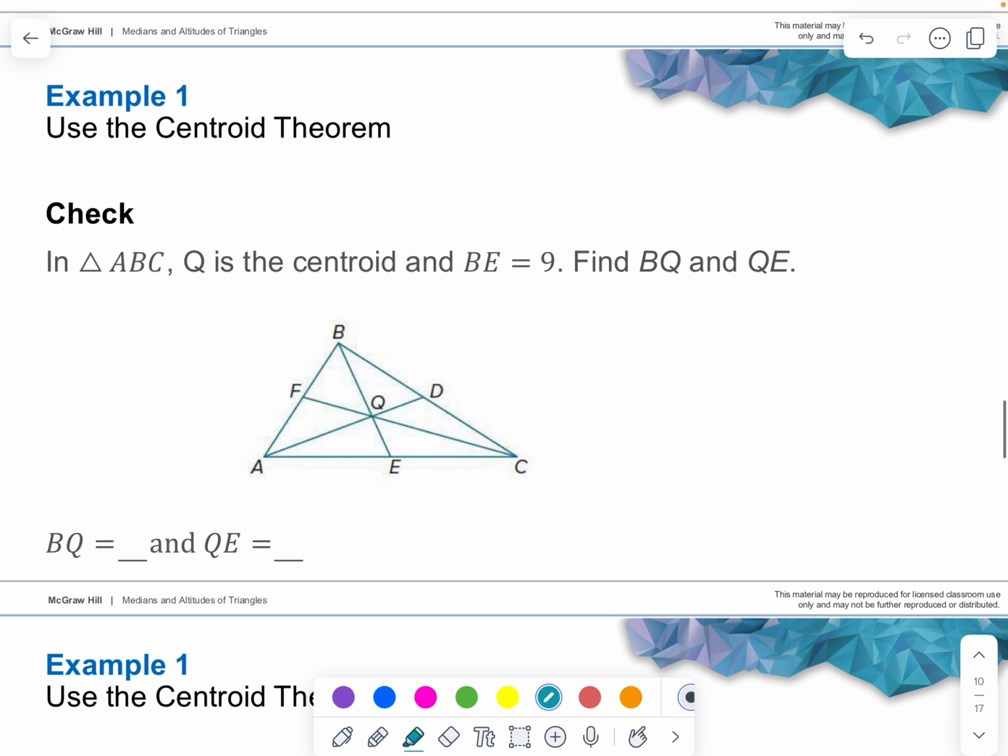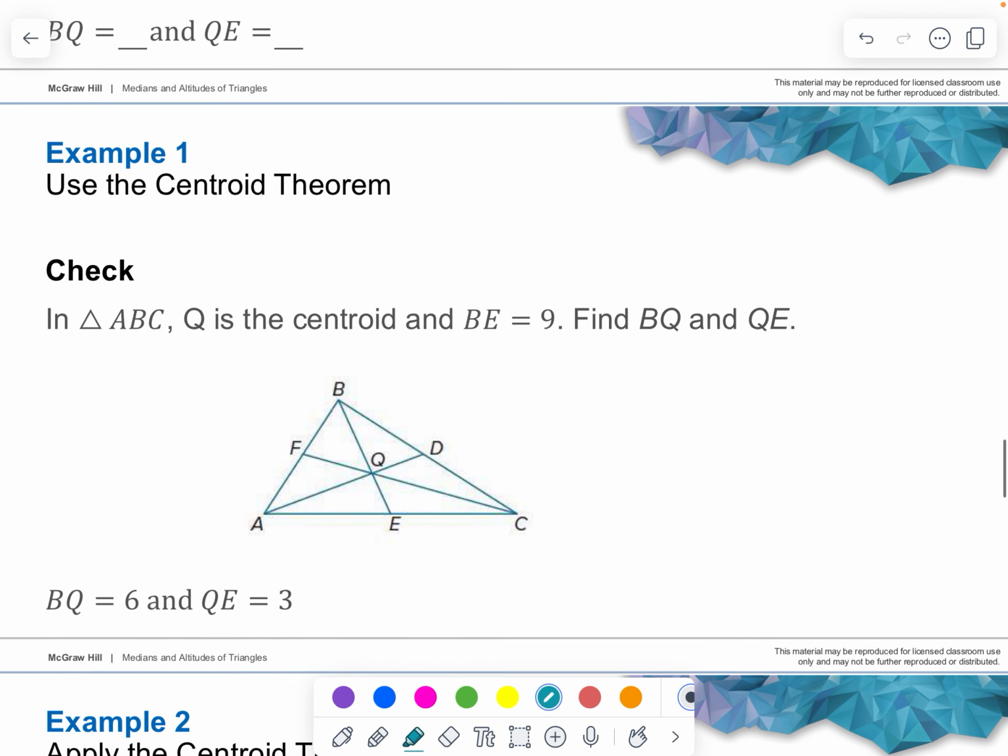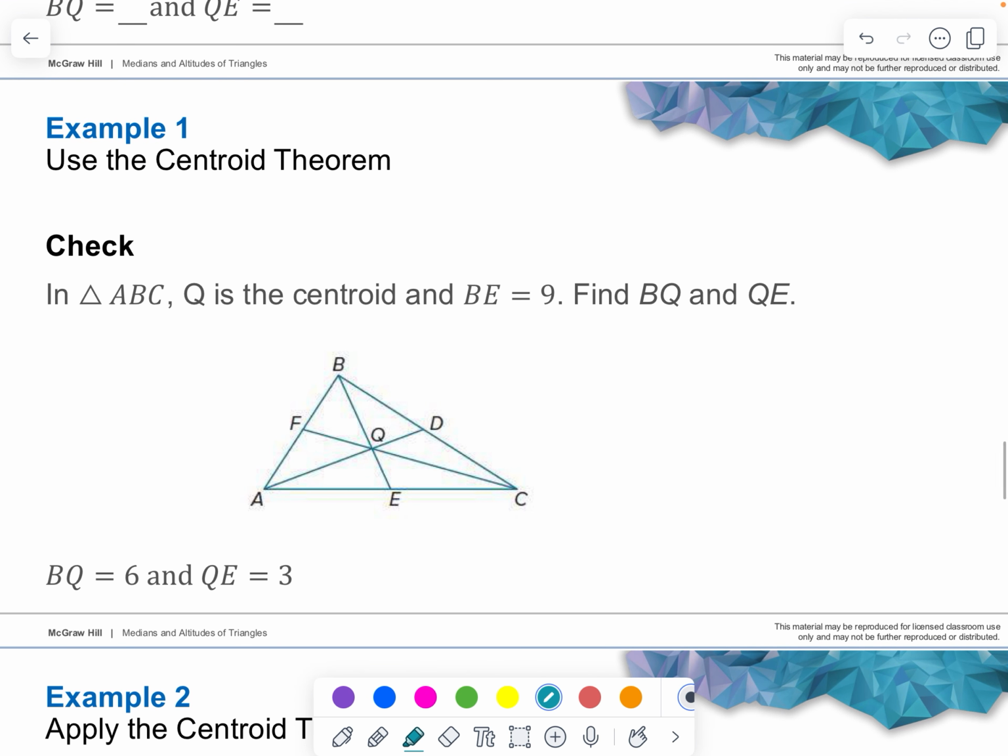Okay, now you go ahead and try. If they tell us that BE is 9, go ahead and find BQ and QE. Go ahead and pause me and try that. Okay. Did you find that they were 6 and 3? Hope so.